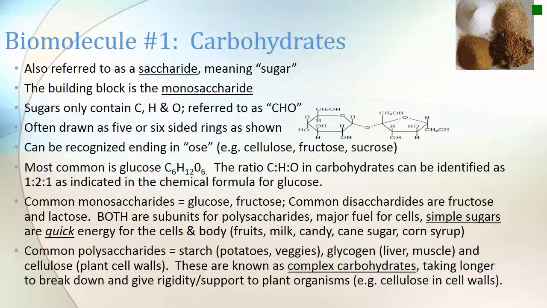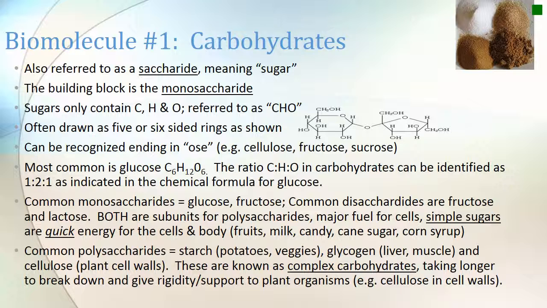Sugars only contain carbon, hydrogen, and oxygen. We will refer to this in class as CHO. You can recognize carbohydrates with rings, typically 5 or 6-sided rings, as shown to the side here in this chemical structure.